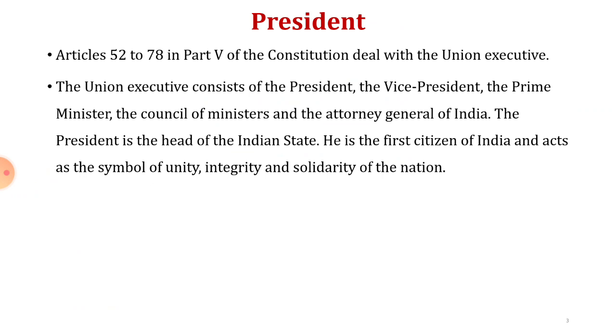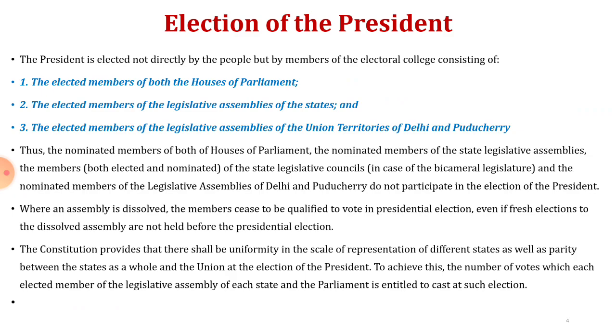Article 52 to 78 in Part V of the Constitution deals with the Union executive. The Union executive consists of a president, vice president, the prime minister, the council of ministers, and the attorney general of India. The president is the head of the Indian state. He is the first citizen of India and acts as a symbol of unity, integrity, and solidarity of the nation.